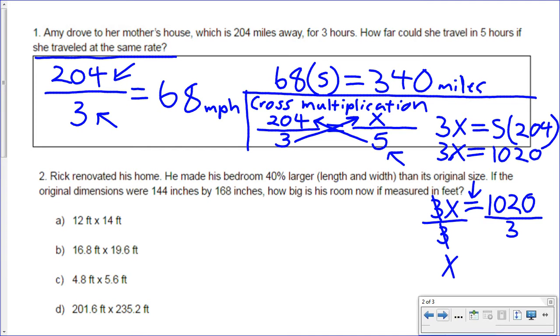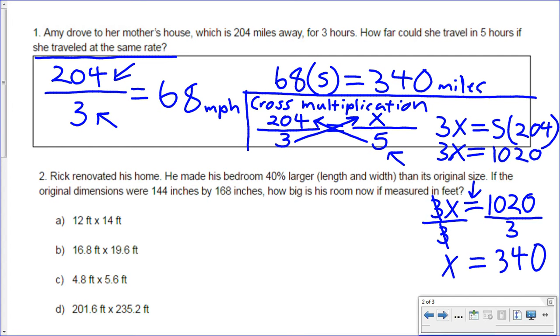And indeed, if you punch it in your calculator or do it longhand if you wish, 1,020 divided by 3 does equal 340. So the first way we did it is fine. There's nothing wrong with that.